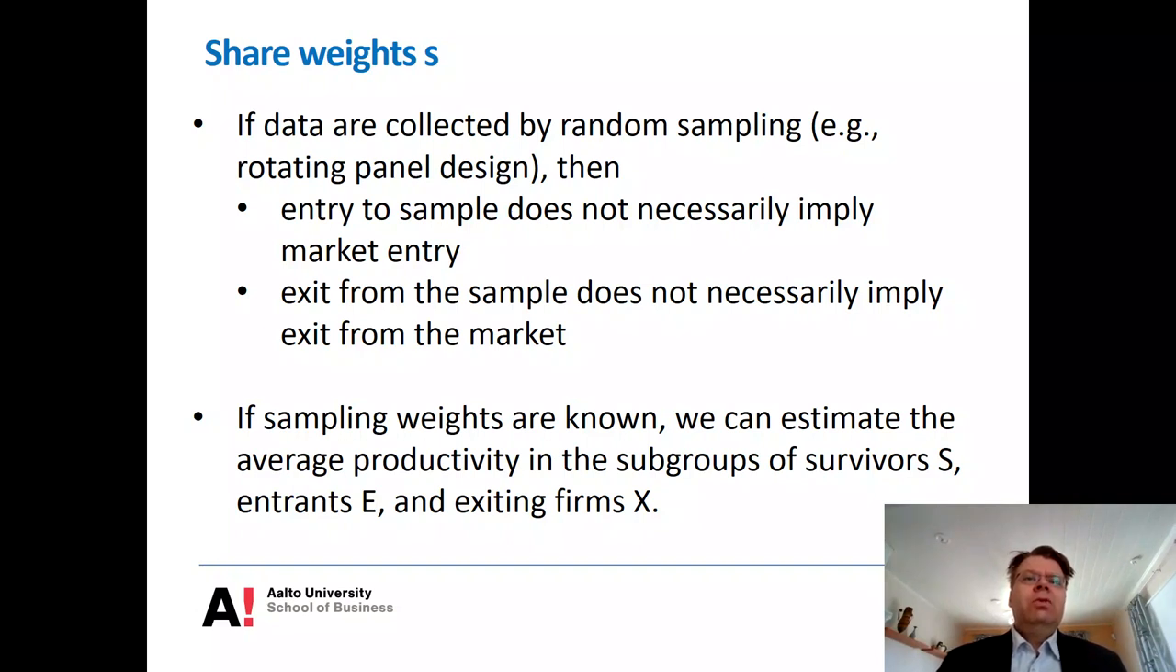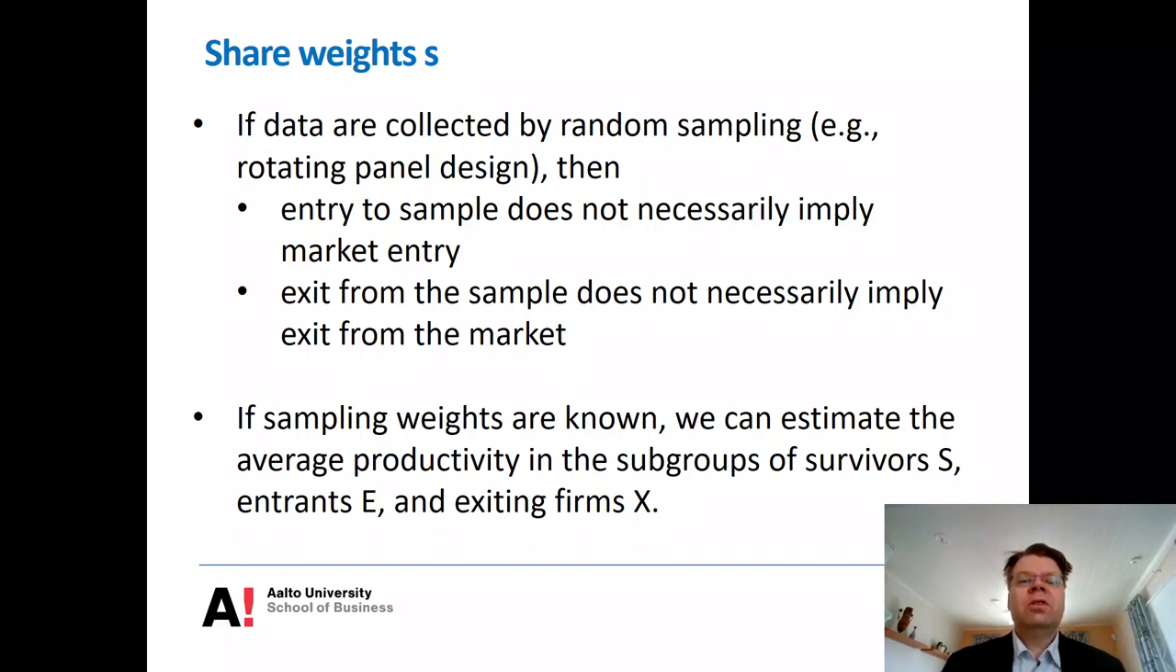So then another issue with the share weights, related more to the first point: if you don't have the complete census data, sometimes these decomposition approaches are also used for sample data. But what if we have a sample of firms, for example, coming from a rotating panel design, where some of the firms are maintained in the sample, and a sampling wave of new firms comes to the sample regularly, and also due to the sample design, some firms are left out of the sample.